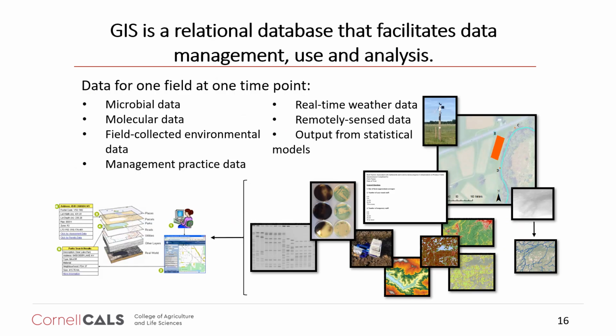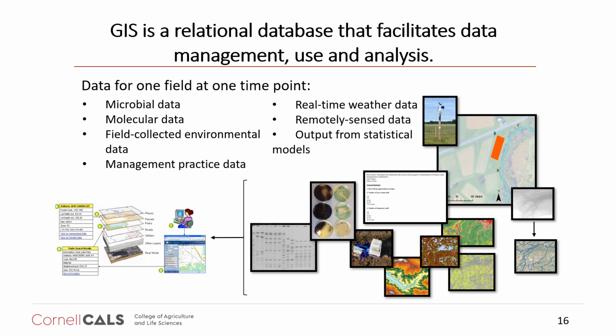In addition, GIS is also powerful because it is a relational database that facilitates data management, use, and analysis. For example, we can merge data from multiple fields collected at one time point. In relation to food microbiology and produce safety, we can collect microbial data, for example, pathogen presence at different time points and specific locations, molecular data, field-collected environmental data such as water attributes, and management practice data such as the movement of harvesters or other equipment or employees.